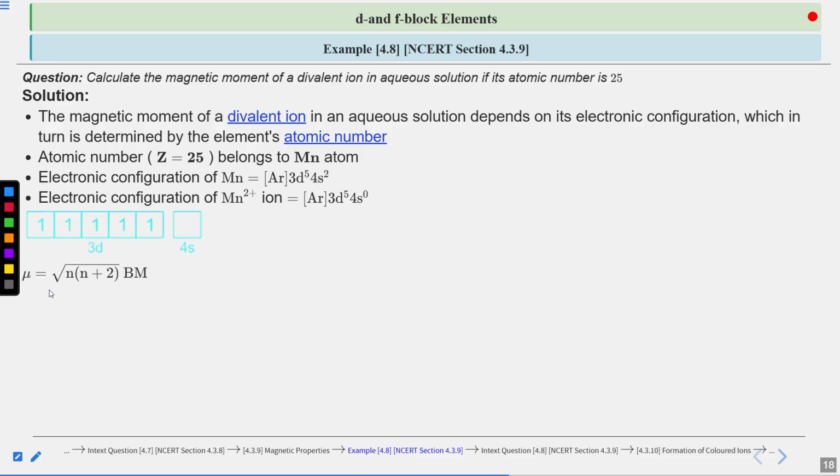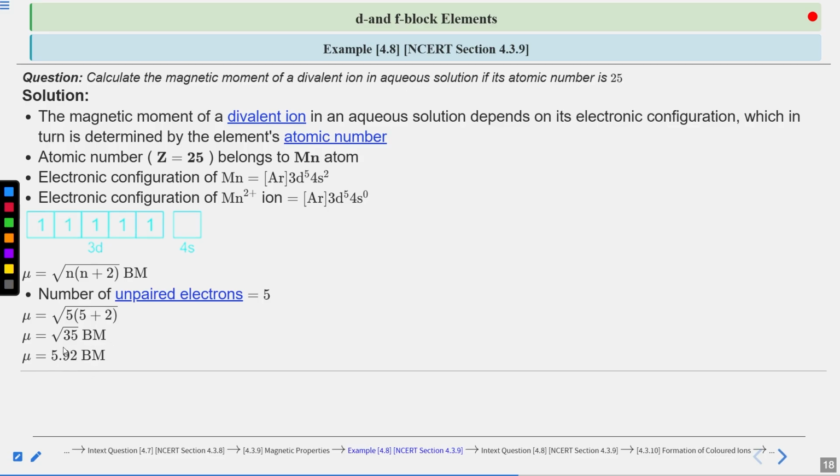Now, if you want to calculate the magnetic moment, you can apply the spin-only magnetic moment formula, that is mu equals under root n into n plus 2 Bohr magneton, where n represents the number of unpaired electrons. The unpaired electrons we can see here are 5, the maximum number present in this. So we put the n value as 5. So mu will become under root 5 times 5 plus 2. 5 plus 2 is 7, 7 times 5 is 35. So mu is going to be equal to under root 35 Bohr magneton, which you can write as 5.92 Bohr magneton.